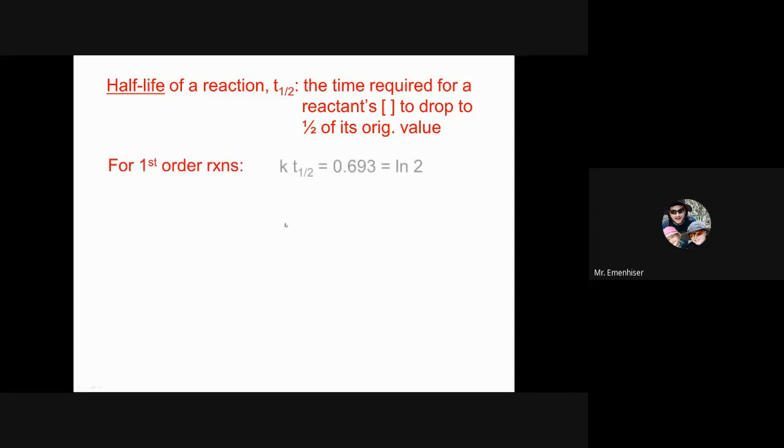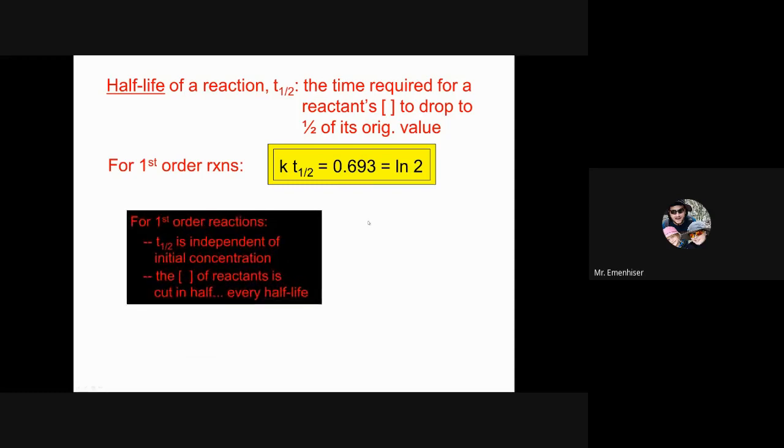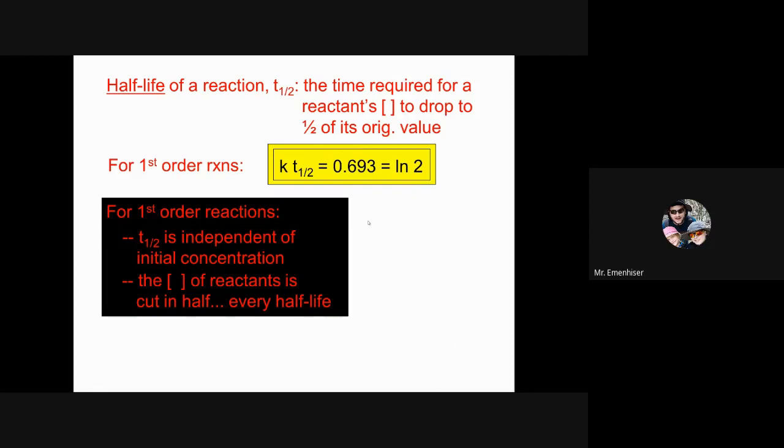All right, for first order reactions, this is the half-life equation. It's kt, so k times the half-life is equal to the natural log of 2, and the natural log of 2 is 0.693, so it might be easier to just remember 0.693. For first order reactions, the half-life is independent of the initial concentration. That means that the concentration of the reactants will be cut in half every half-life. So it's a first order reaction. It's linear.